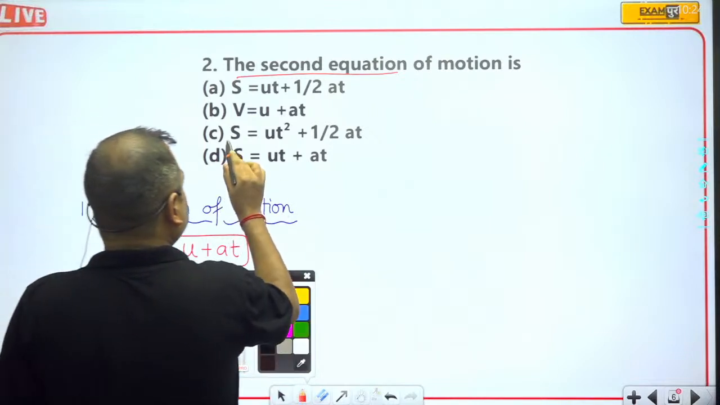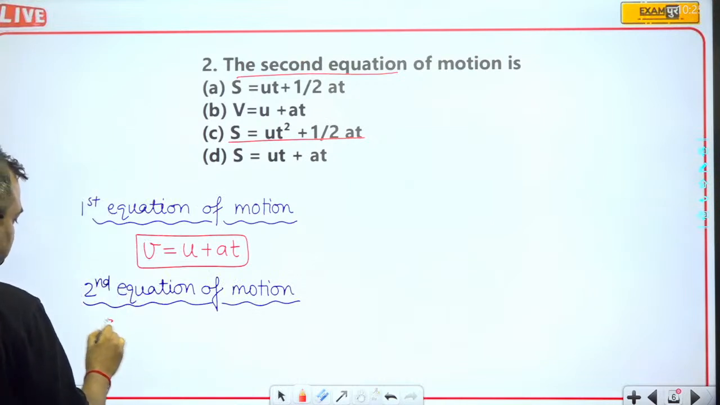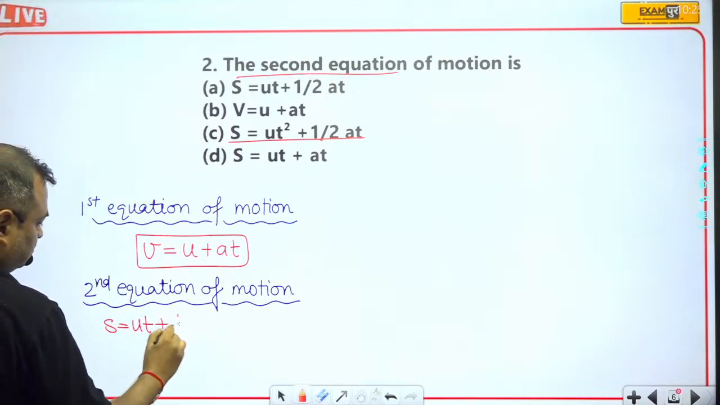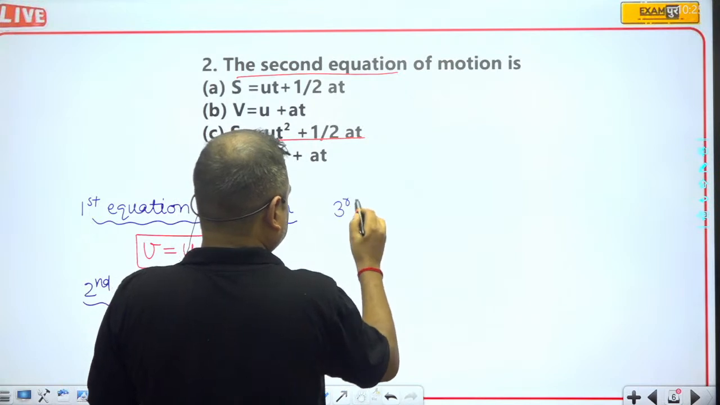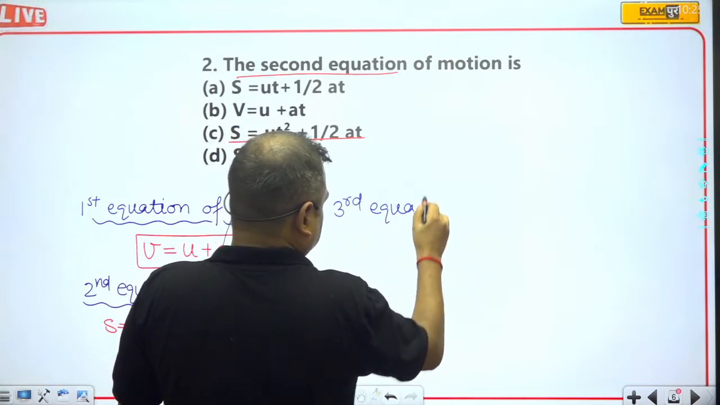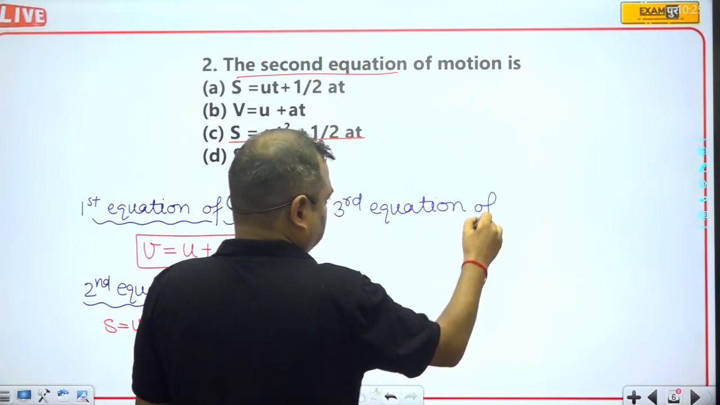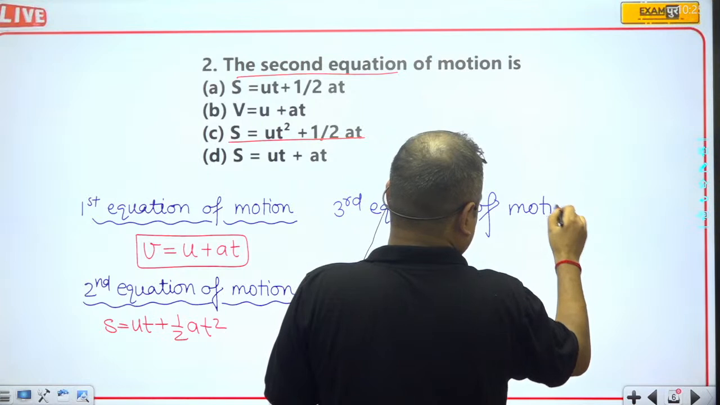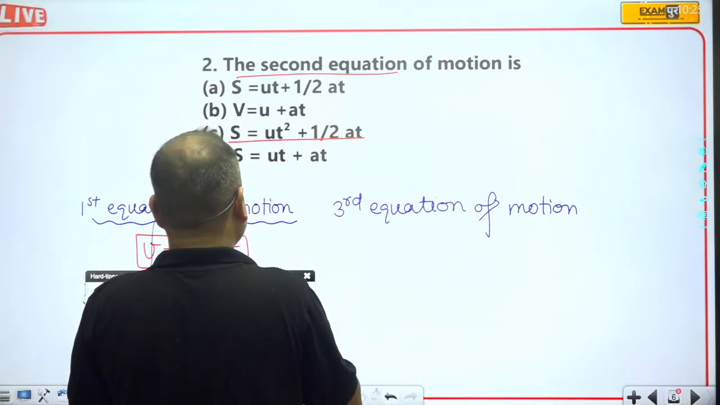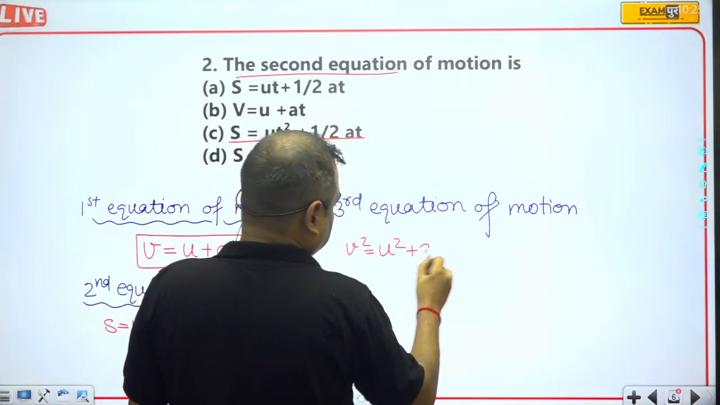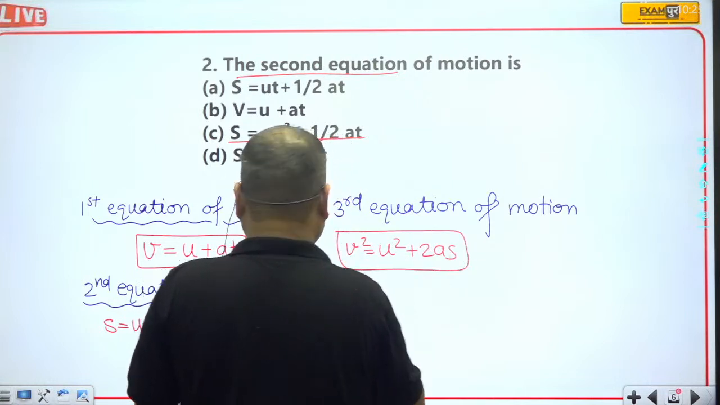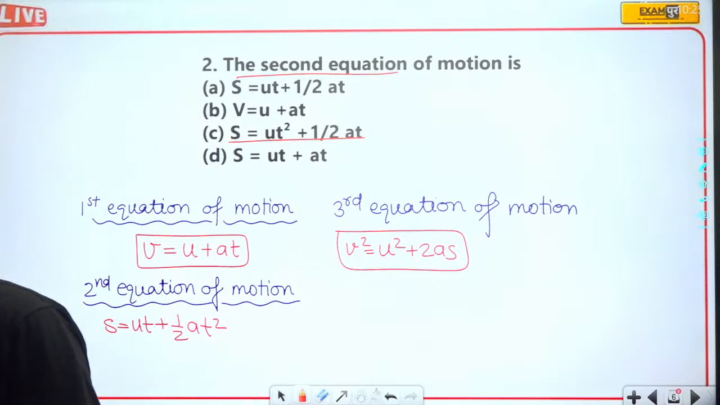So this is the correct answer. And there is the third equation of motion, and this is v squared equals u squared plus 2as. Please note down the correct answer.